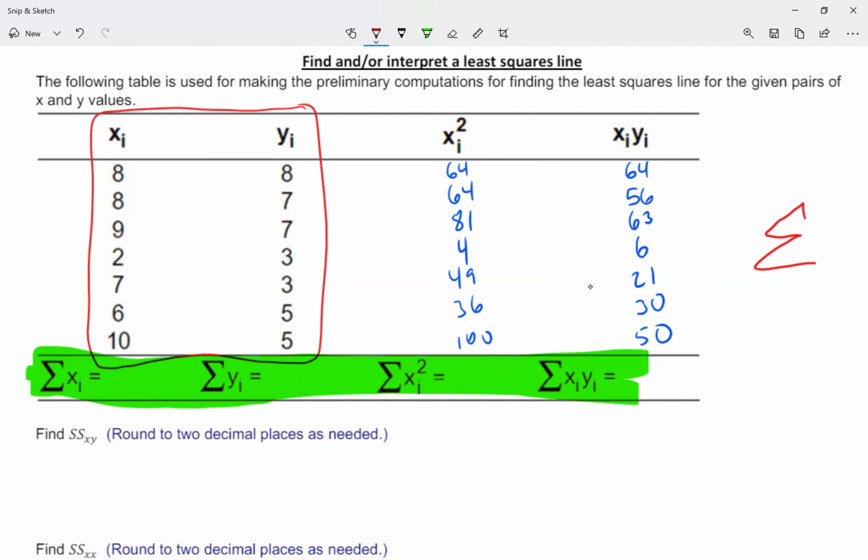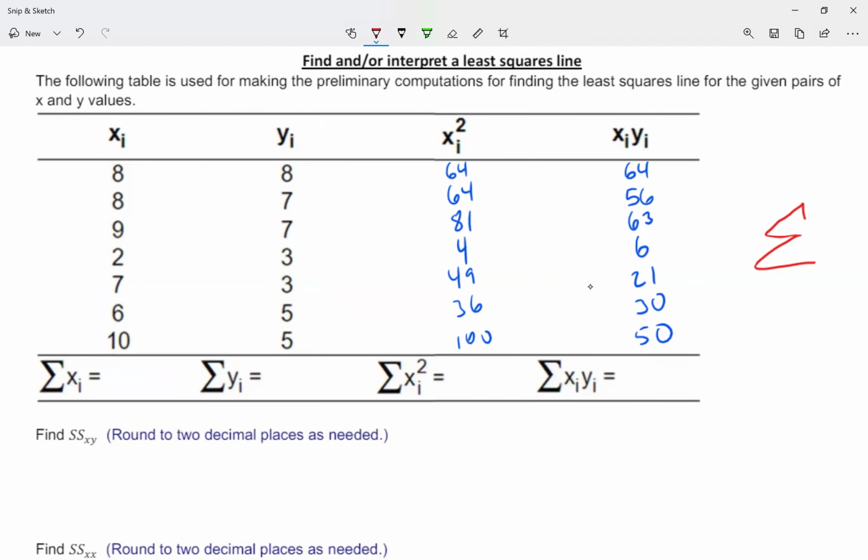We're adding. So notice how here on the first one, I have sigma of xi. Basically, add the values in your column x. So I'm just going to add them all: 8 plus 8 plus 9 plus 2 plus 7 plus 6 plus 10. When I add all of my numbers, it will be 50.